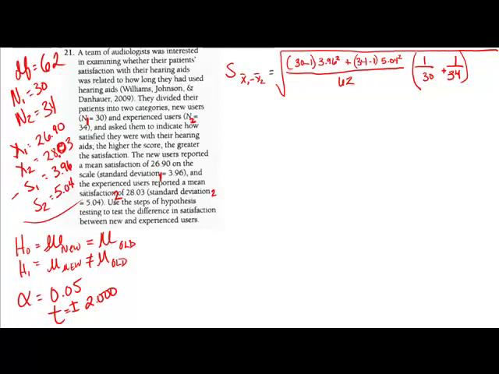Okay. Grab the calculator. Get ready to do some parentheses. Let's do this. Couple parentheses: 30 minus 1, times, and then another set of parentheses, 3.96 squared, plus 34 minus 1, times 5.04 squared. Close those parentheses.